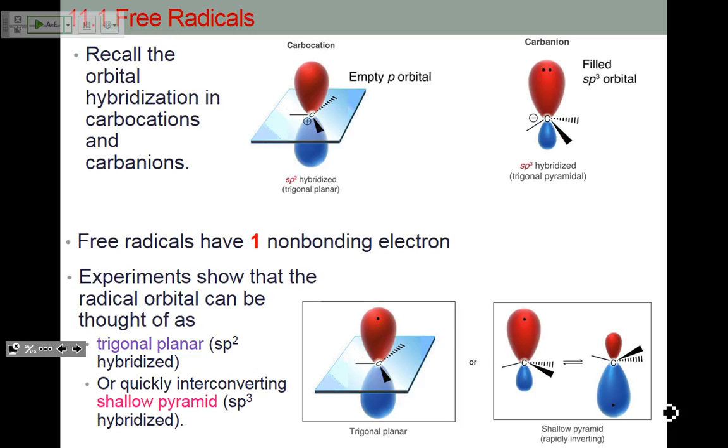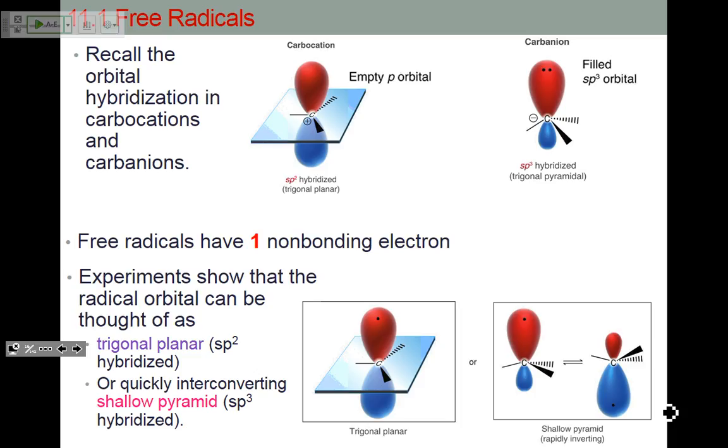But it doesn't have a charge, it only has 1 electron, so it doesn't push away as much as this one does. In this particular chapter, we'll be thinking about it more like this, because this is rapidly interconverting, so the average of this pointing down and this pointing up is this. Which is more true?